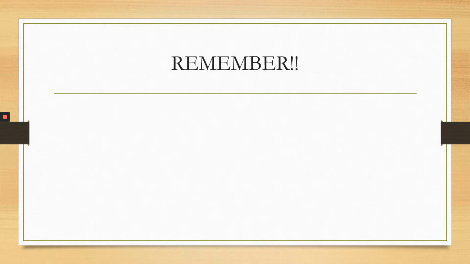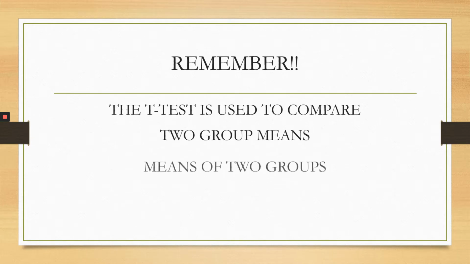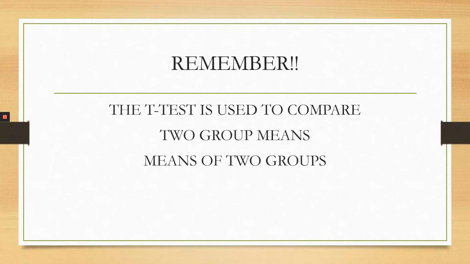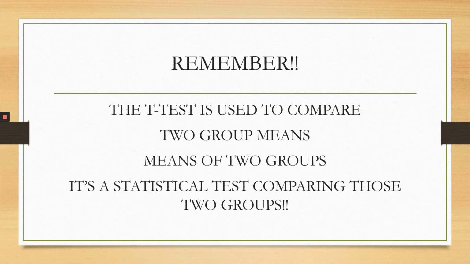And just as a quick reminder, remember the t-test is used to compare two group means, okay? We're looking at the mean of one group, the central measure, and we're comparing it to the mean of another group. It's a statistical test that's going to be used to compare two groups, okay? So we're running this statistical test as a means of comparing two different groups, and it's going to give us an outcome based on that statistical test.